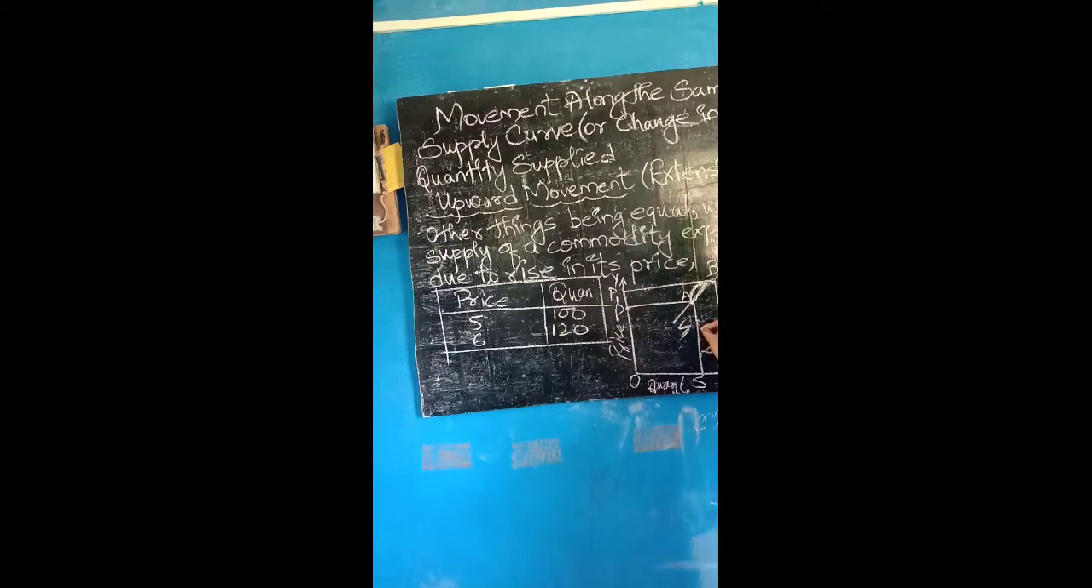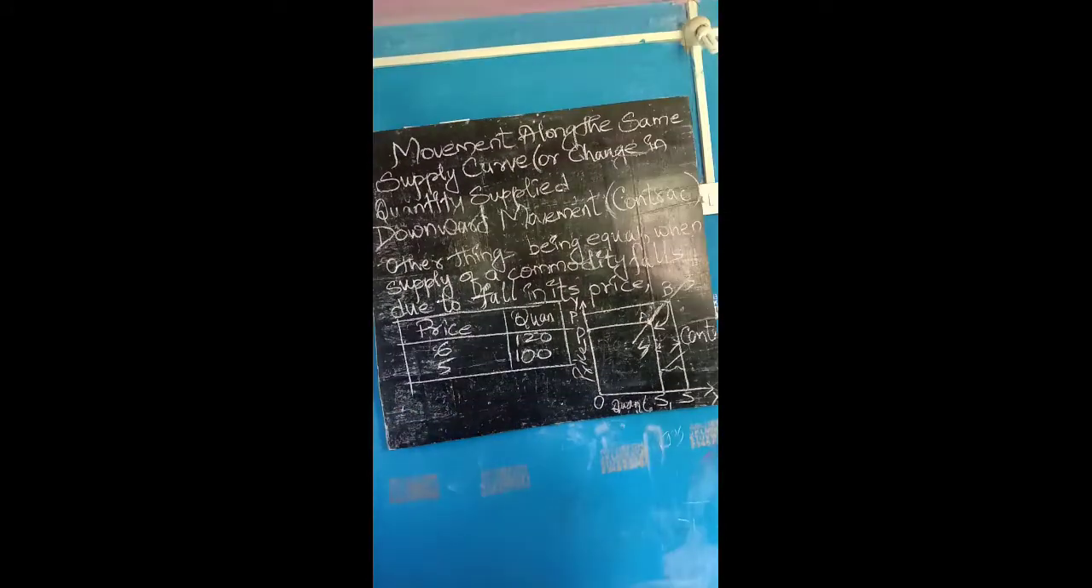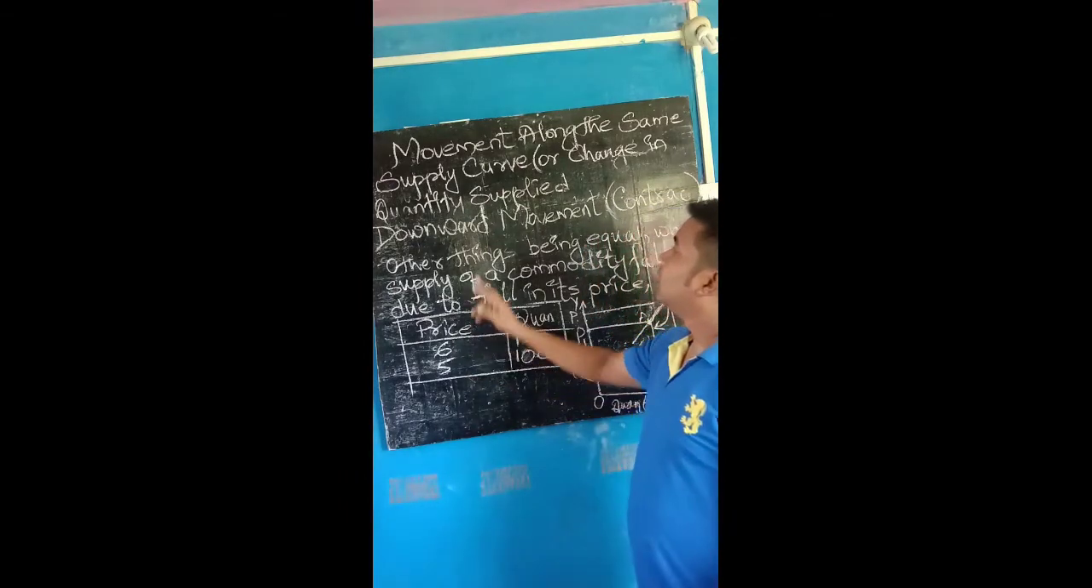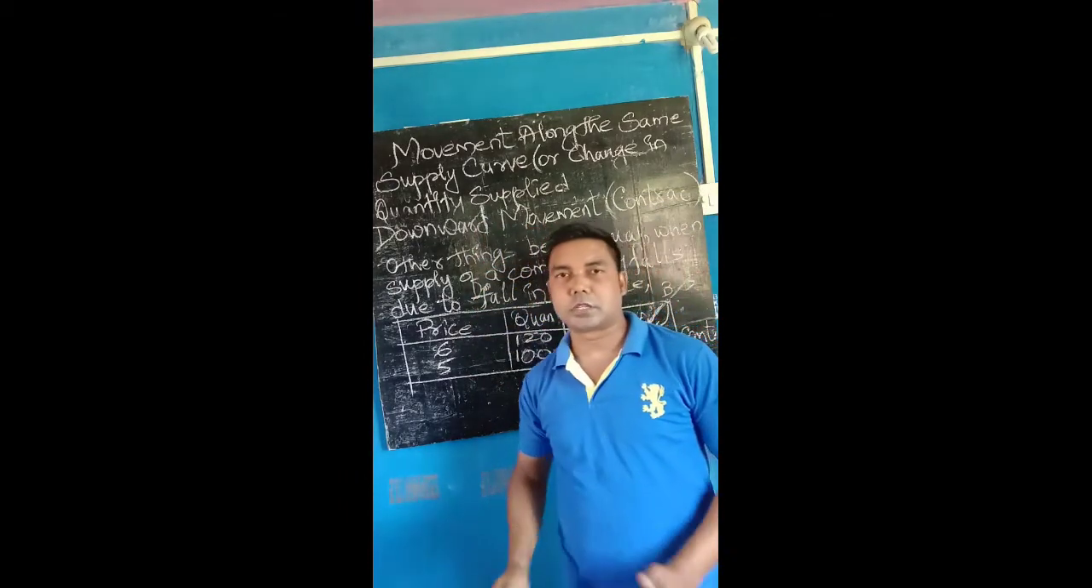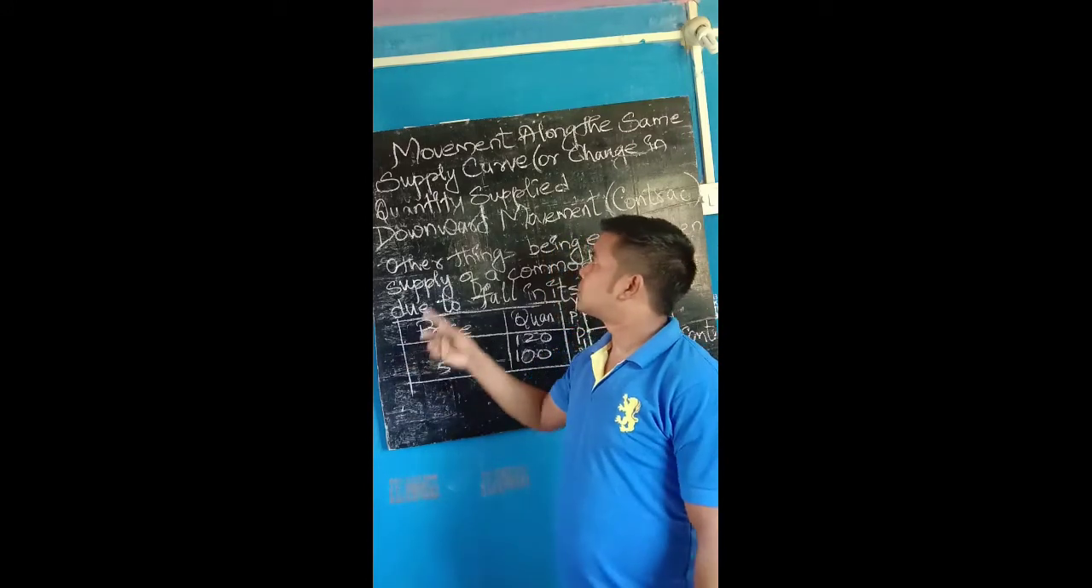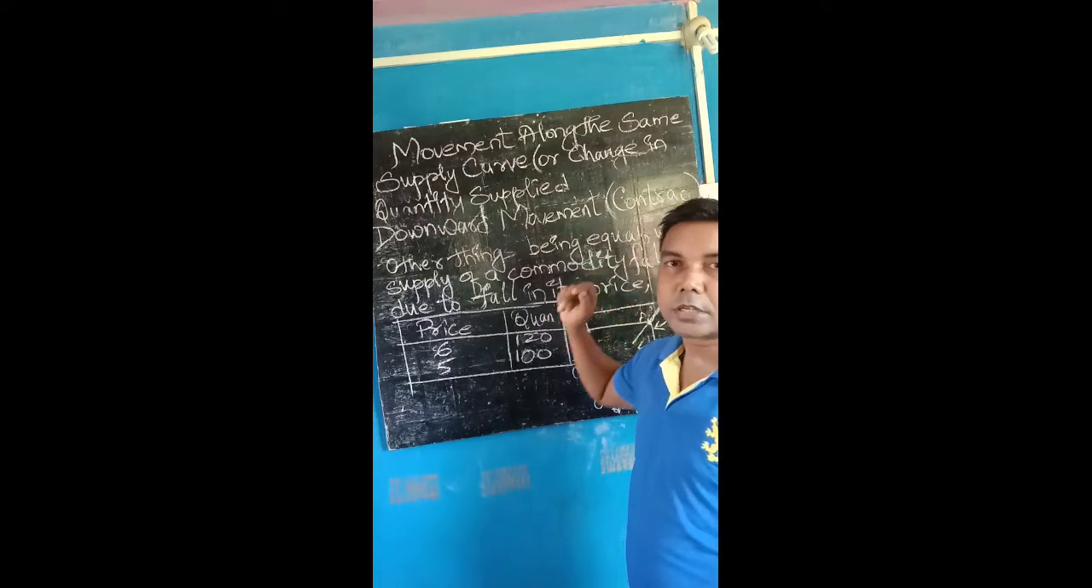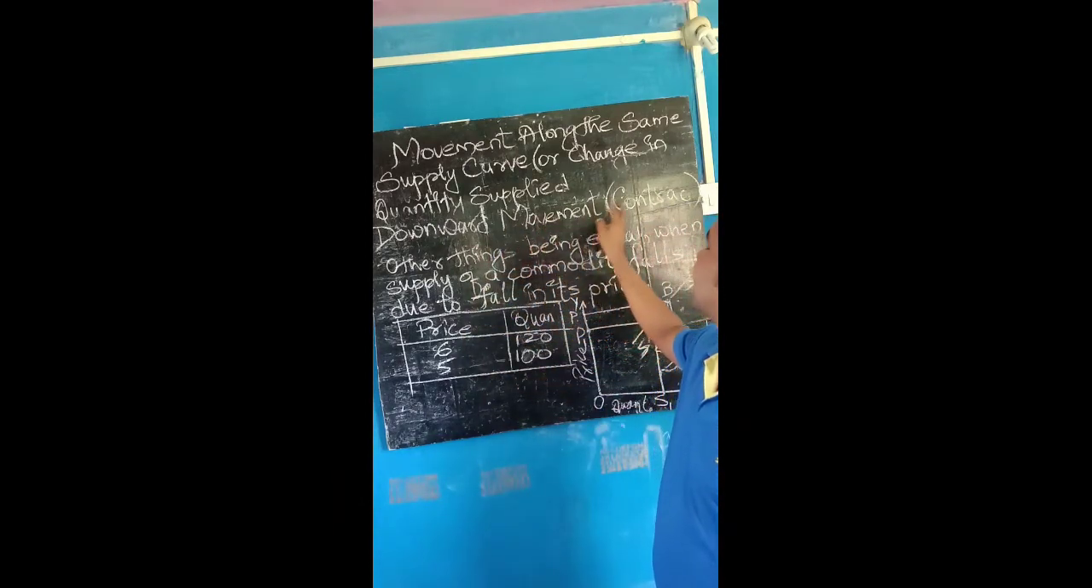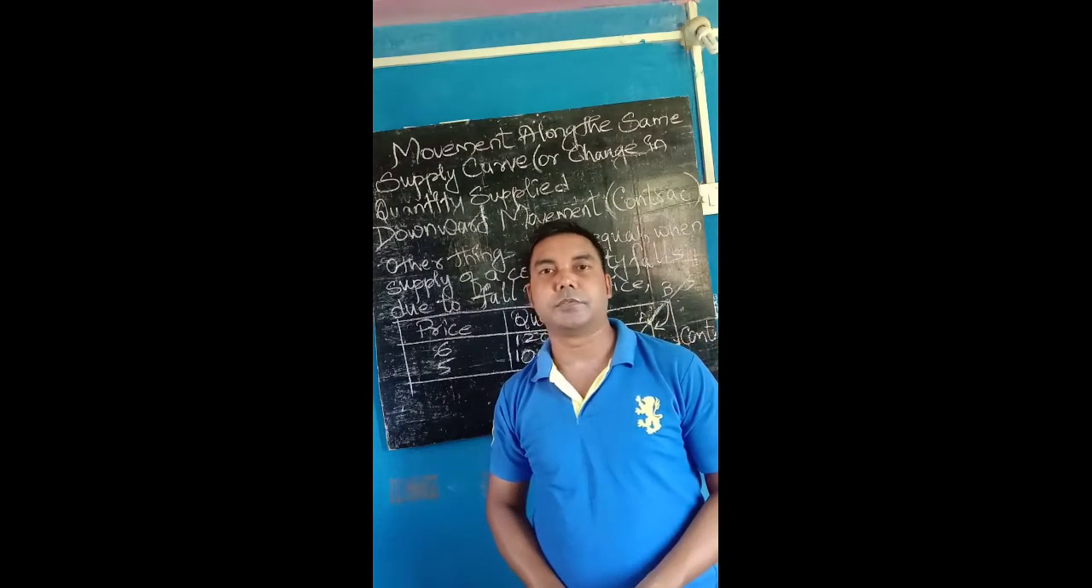And the gap which you can see here is the gap of extension. So this is the upward movement of the supply curve. Next we will move towards the downward movement or contraction. Earlier it was upward movement and expansion or extension, now it is downward movement or contraction of the supply curve.